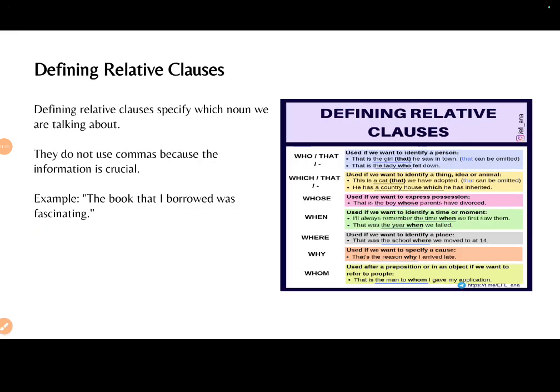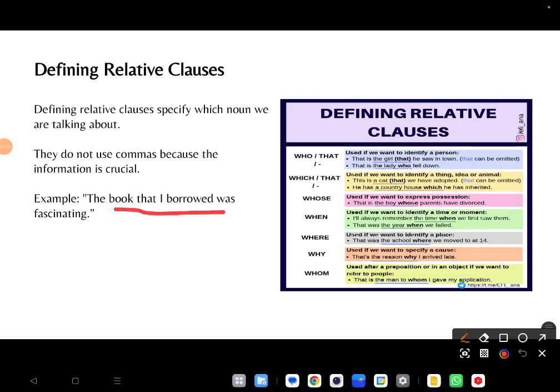Let's look at defining relative clauses. Defining relative clauses specify which noun we are talking about. They do not use commas because the information is crucial. For example, the book that I borrowed was fascinating. Okay, there are no commas in this. So what does it mean? Defining relative clauses specify which noun we are talking about.